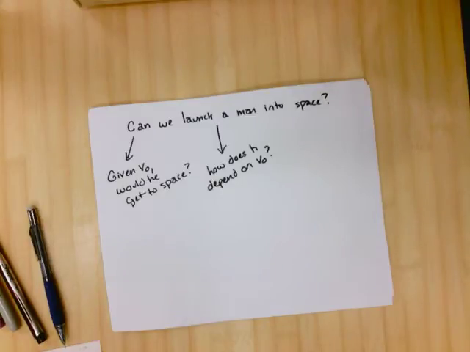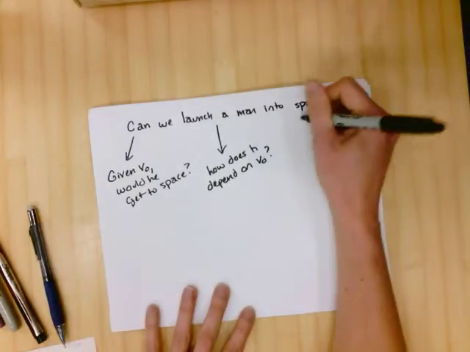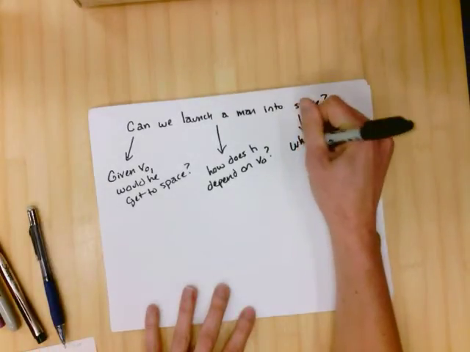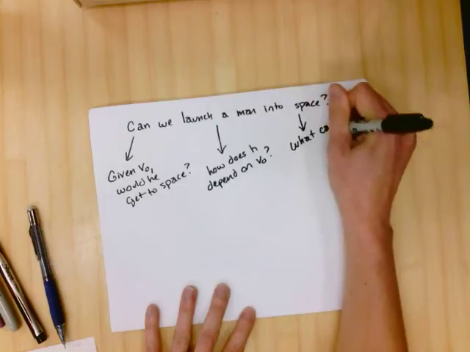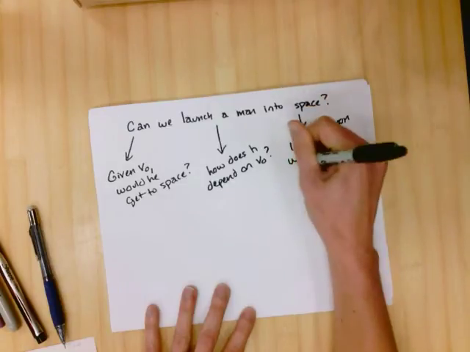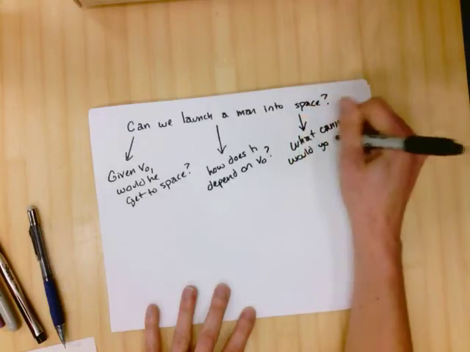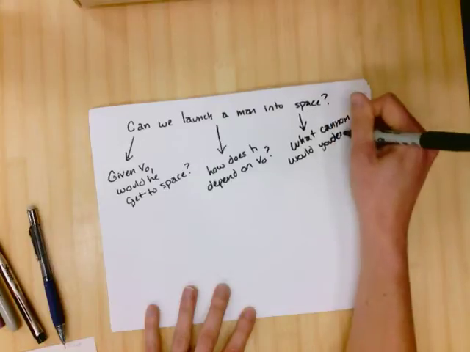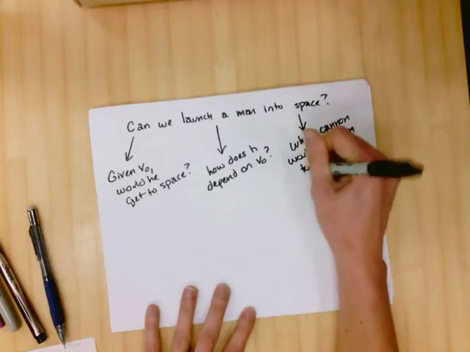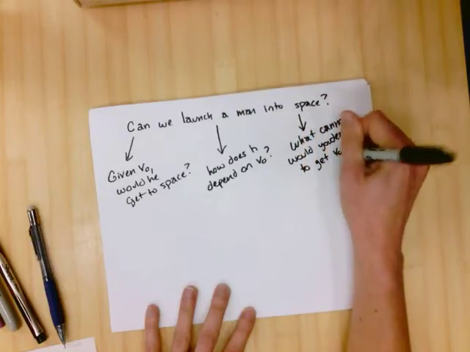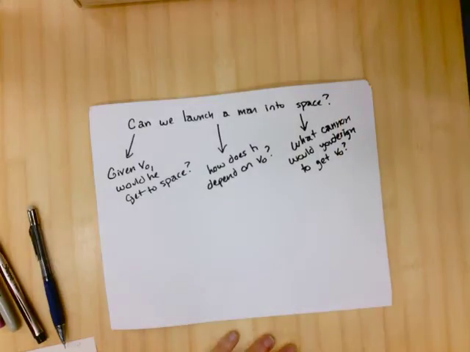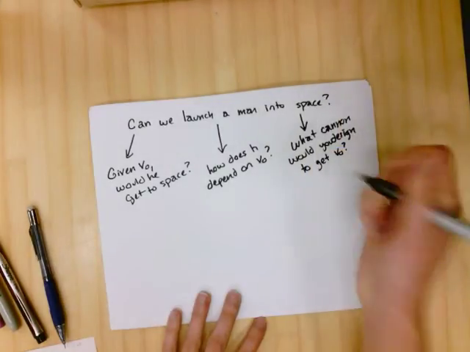I mean, another question you might ask is what cannon would you need to get a given V naught, right? So maybe a design question, like what cannon would you design to get V naught, whatever it maybe is, and also to not kill the person?